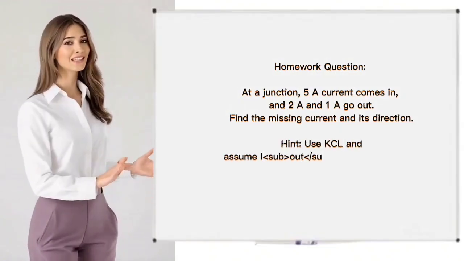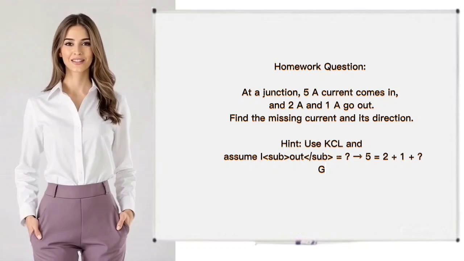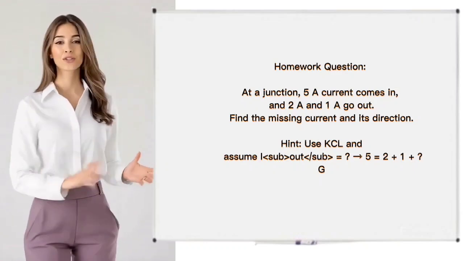Find the missing current and its direction. Hint: use KCL and assume I out = 5 minus 2 plus 1.